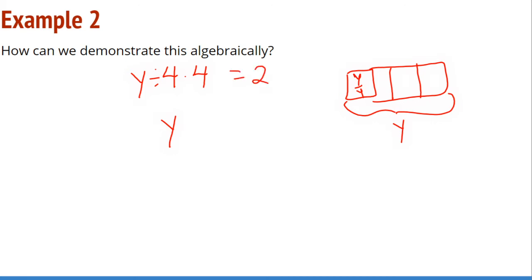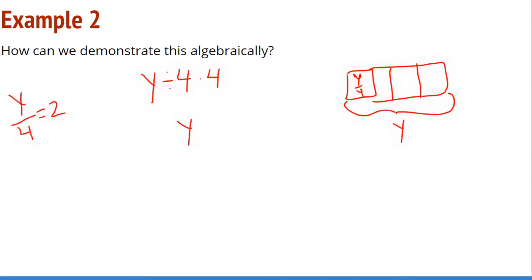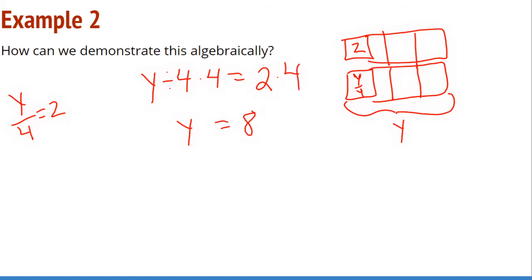Well, I got to be careful there. Y divided by 4 times 4 is y. The original problem is y divided by 4 is 2. So we were told that one of these sections was 2. So I'm going to have to scale that up so that I can have 4 sections. So that's equal to 2, but I'm going to have 4 sections. So y is equal to 8. So right here, I can show it algebraically.